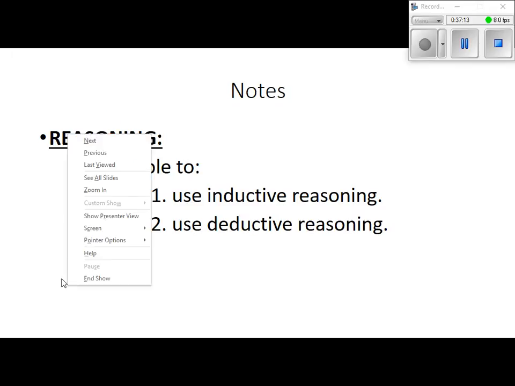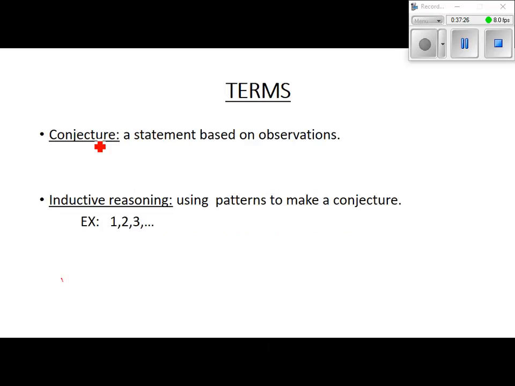Good. Deductive reasoning is when you use some kind of rule or something to come up with an idea or come up with a conclusion. All right, write these down. Conjecture. Conjecture is a statement based on observations. So it's a statement that we base on observations, based on something that we've seen.